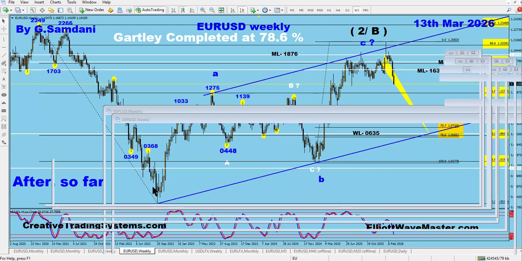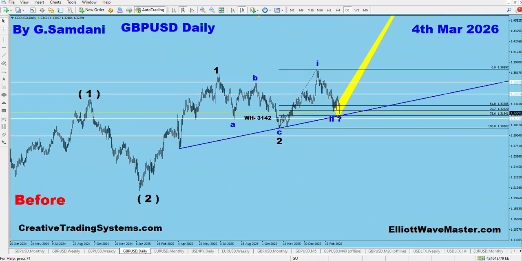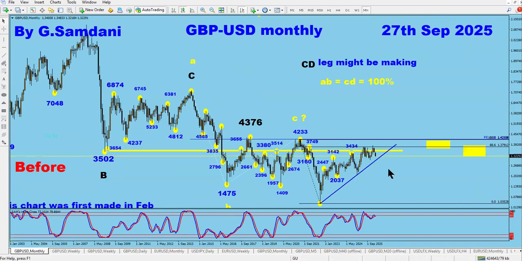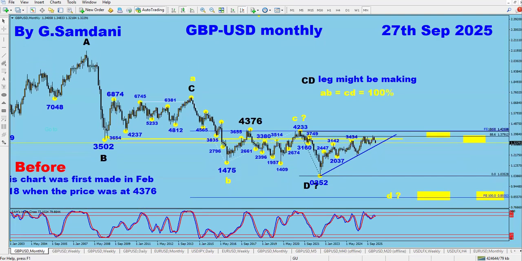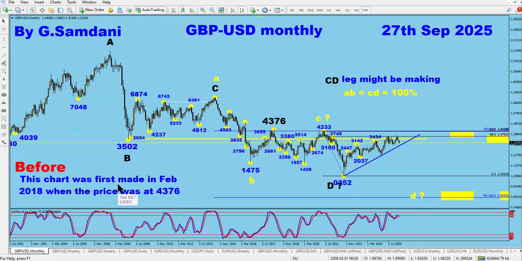Okay, pound USD. Any question you have, type it in the chat box, okay? Now, pound USD, I made the chart. This was the chart that I made on the 4th. Let's take a look at the monthly chart. This is how the monthly chart is, right? So my take on this chart was like this. A long time ago I made the chart, and it is written here on the chart that it was first made in February 2018 when the price was at 43.76, when the price was here. So then I made the chart that we need to be coming down here, right?